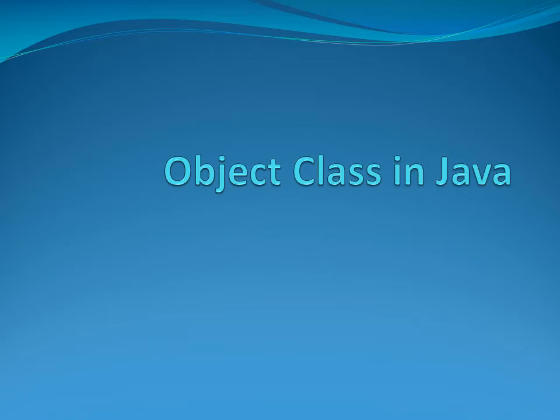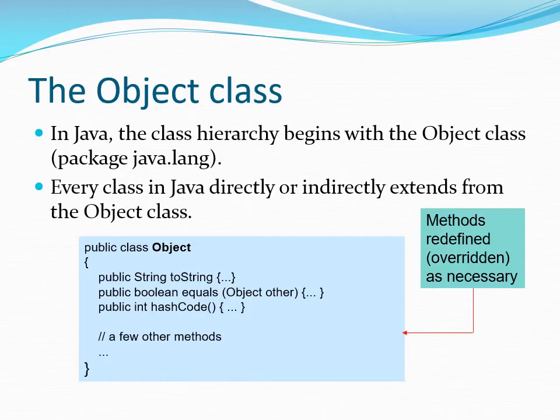So let us see what is there in the Object class. As mentioned, it is present in the java.lang package, and the name of the class is Object with a capital O. And every class in Java, directly or indirectly, extends the Object class. Now this Object class has certain methods which can be overridden if required by your other class. So let's see some of these.